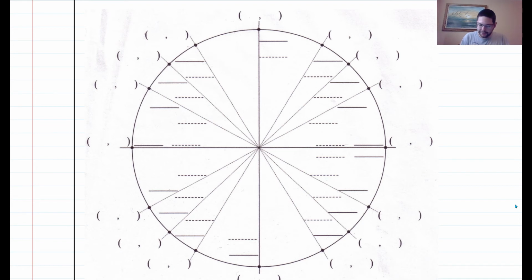All right, so let's talk about it. There's a bunch of different angles here. What are my special angles? Well, first off, you have 0 degrees. You have 30 degrees. Think of 30, 60, 90. You have 45 degrees. Think of 45, 45, 90.